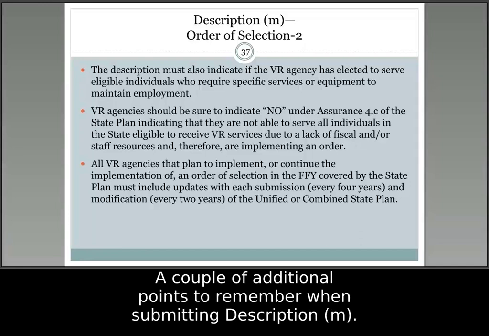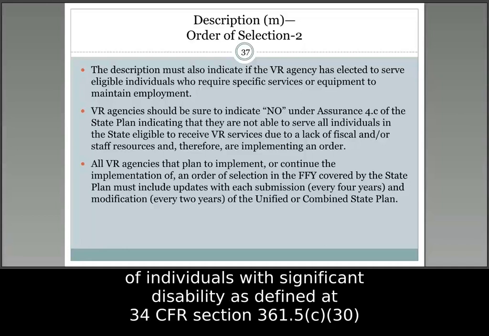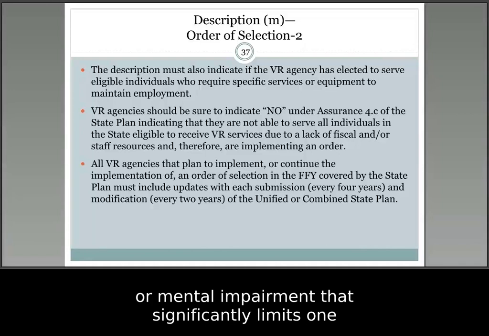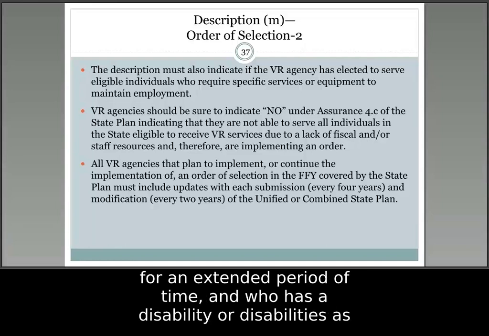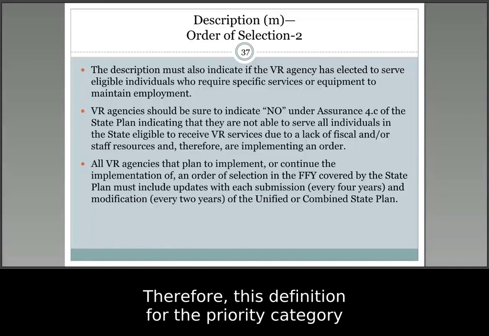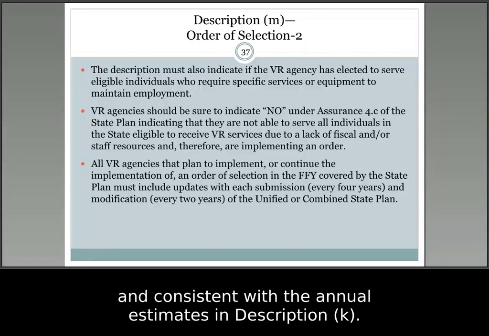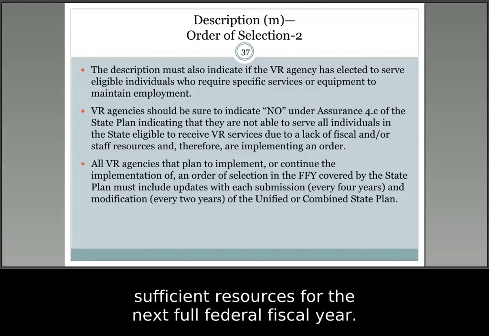A couple additional points to remember when submitting Description M. The definition of each priority category must be based on the definition of individuals with significant disability as defined at 34 CFR Section 361.5 C30, which requires that an individual has a physical or mental impairment that significantly limits one or more functional capacities, who is expected to require multiple VR services over an extended period of time, and who has a disability or disabilities as determined on the basis of an assessment causing substantial functional limitations. Therefore, this definition for the priority category should not create a higher standard. Also, please ensure the justification is thorough, logical, and consistent with the annual estimates in Description K, based on the number of individuals identified and not sufficient resources for the next full federal fiscal year.